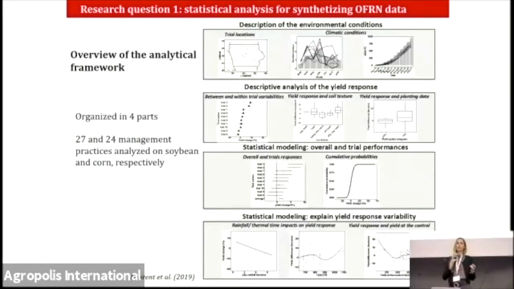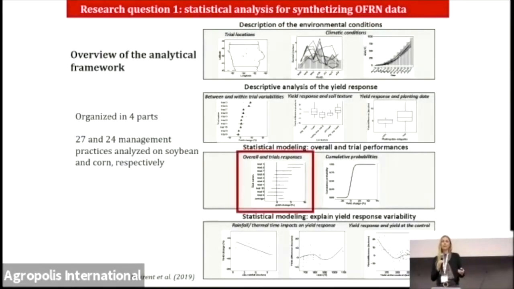We developed an analytical framework. That graphic is a little bit busy, I know, but what we have to remember is that we have 4 parts. The first 2 parts are related to the description of the environmental trial conditions, and the second part is about the analysis of yield response using raw data and simple statistical graphics. The third part is about the statistical modeling, and I will focus on that one in my next slides. The last one is about the yield response variability, including covariates. We implemented this analytical framework on 27 and 24 management practices on soybean and corn in Iowa, with the Iowa Soybean Association.